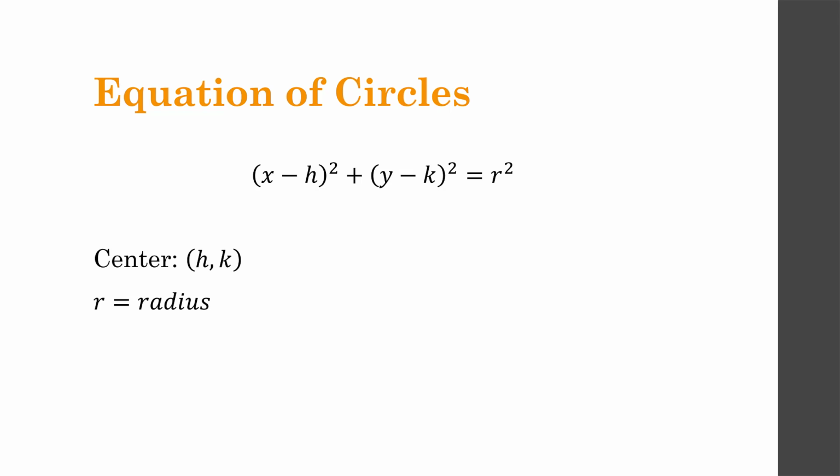The equation of a circle that we will be using is this here: the quantity x minus h squared plus the quantity y minus k squared equals r squared, where h and k are the coordinates of our center of the circle, and r is the radius.